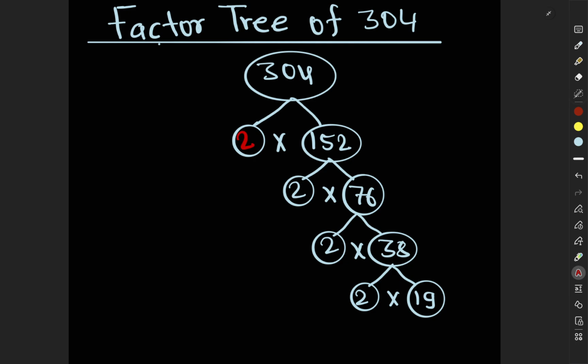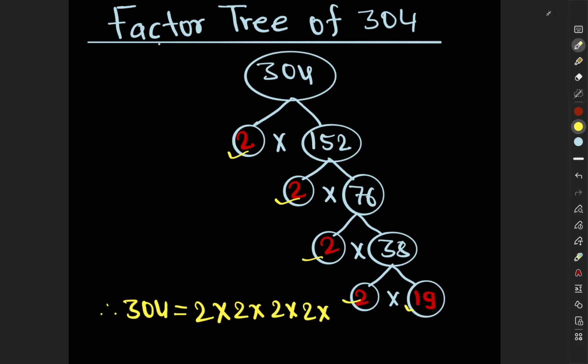So prime numbers are 2, 2, 2, these 2 and 19. So we can write 304 is equal to the product of all these prime numbers, that is 2 times 2 times 2 times 2 and 19.